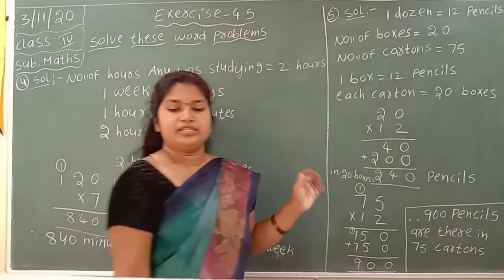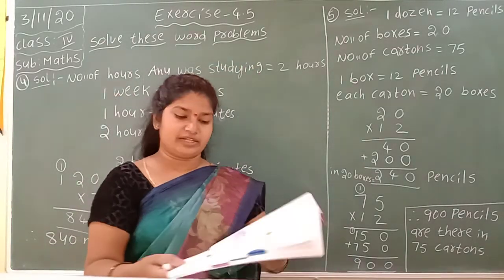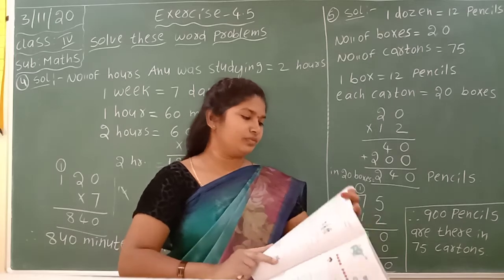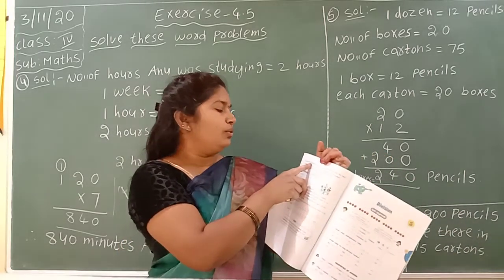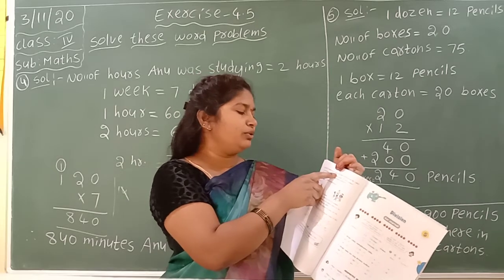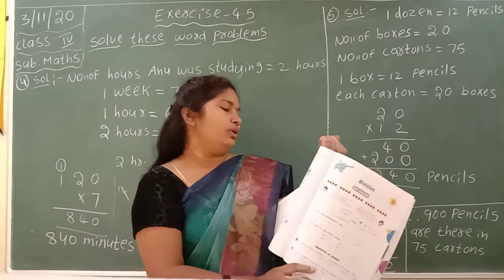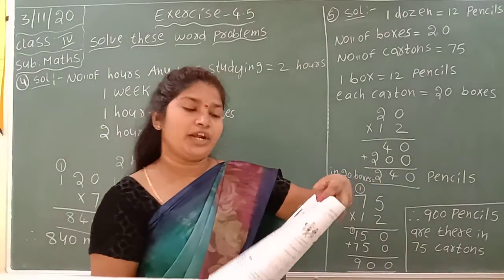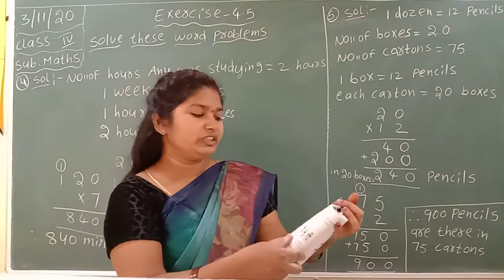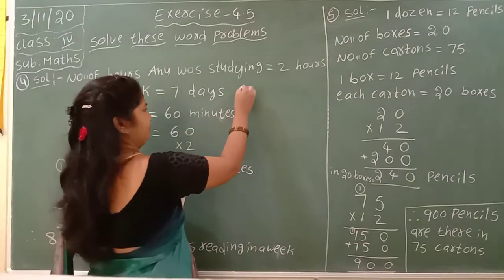Okay children, same like this, on page number 96 two more questions are there. See once. Meena has 732 500 rupee notes. How much money does she have? How much money she has means here we have to multiply.